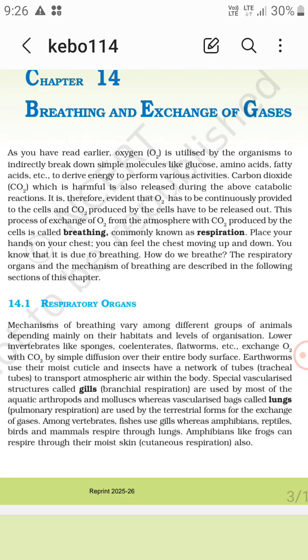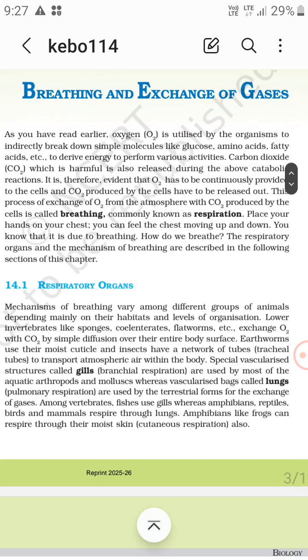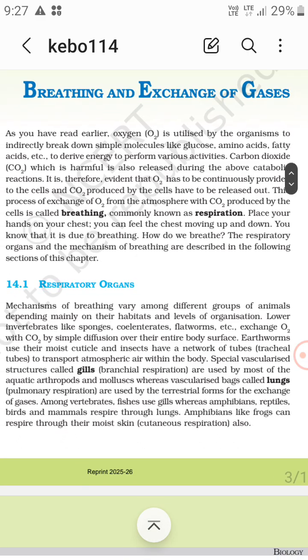Carbon dioxide, CO2, which is harmful, is also released during the above catabolic reaction. So oxygen is utilized and CO2 is released. It is therefore evident that O2 has to be continuously provided to the cells and CO2 produced by the cells has to be released out. This process of exchange of O2 from the atmosphere with the CO2 produced by the cells is called breathing.